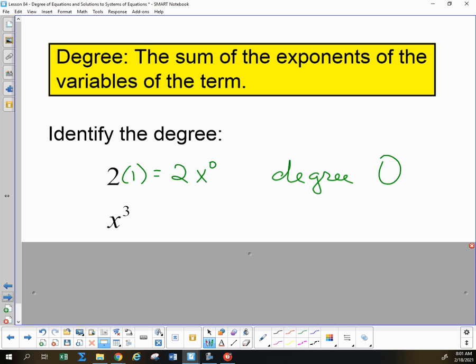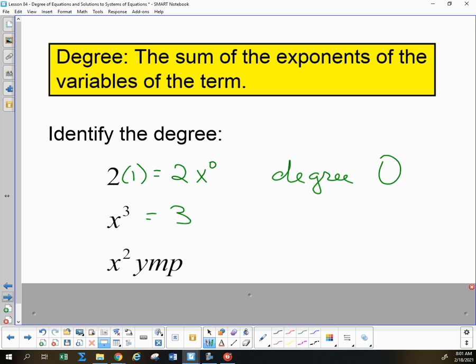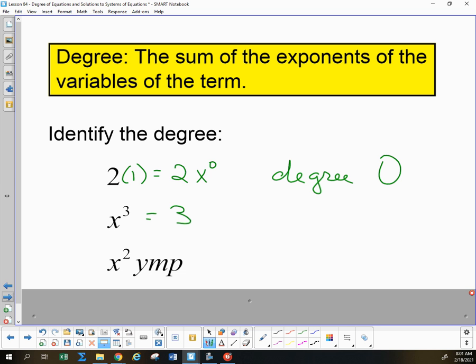So, you guys, what's the degree here? It's going to be 3, because that was x cubed. Now, this is one where we have a bunch of variables. The 2 is easy to see, but we've got to include these invisible ones. So we need to do the 2 plus 1 plus 1 plus 1, giving us 5 for that degree.